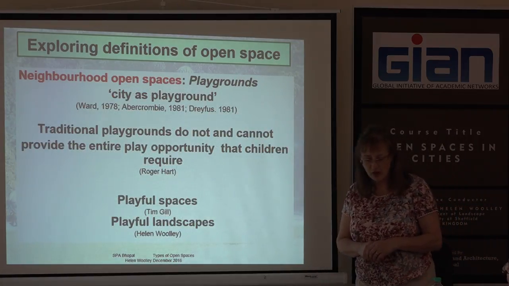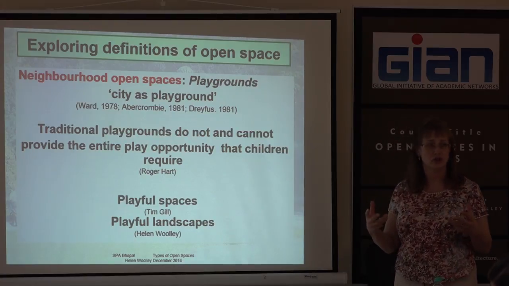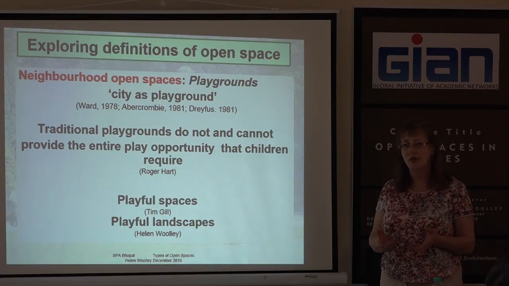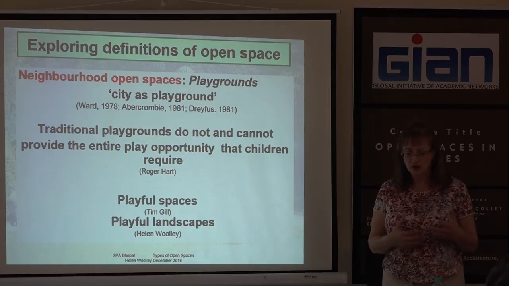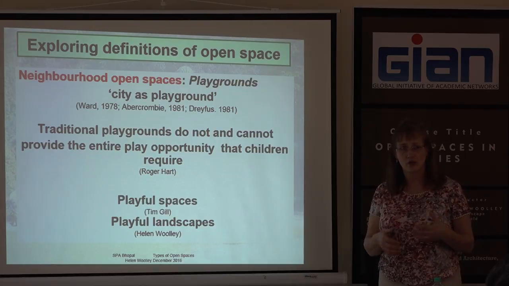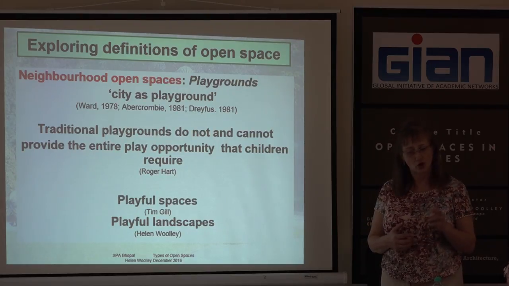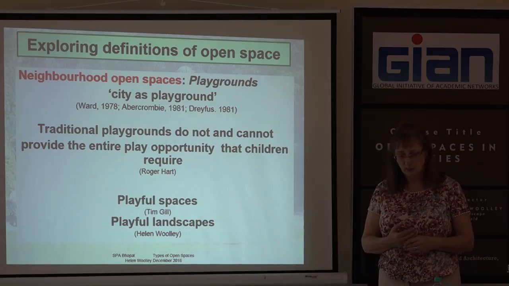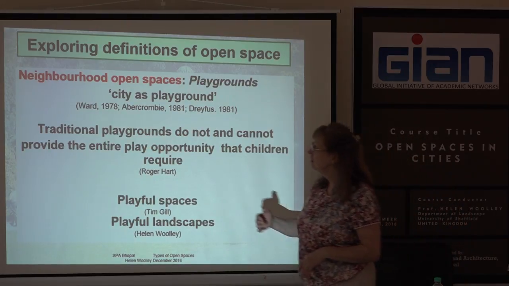In fact, some people have said that the whole city should be a playground, and I think that's increasingly what I feel, that we should be designing our cities as playful places, not just a playground. But you can see people have been saying it for years.